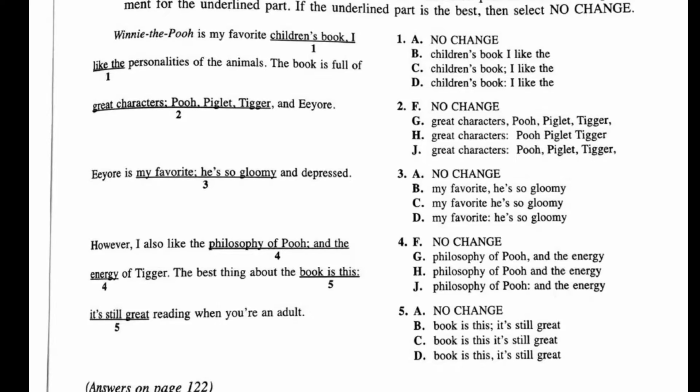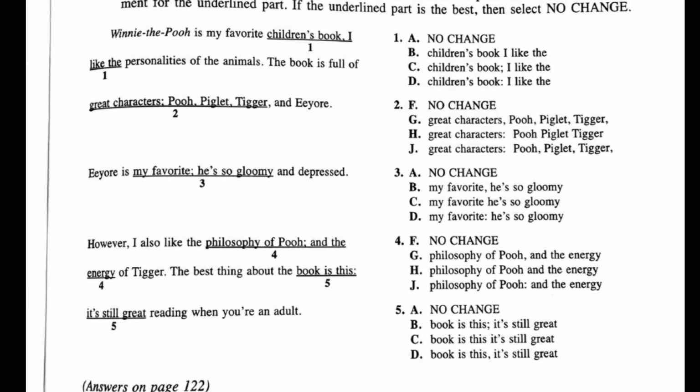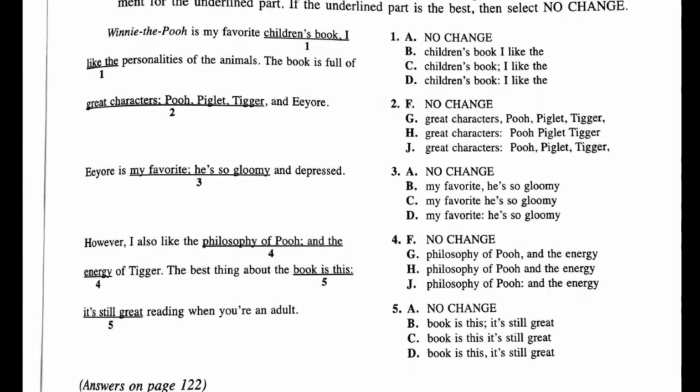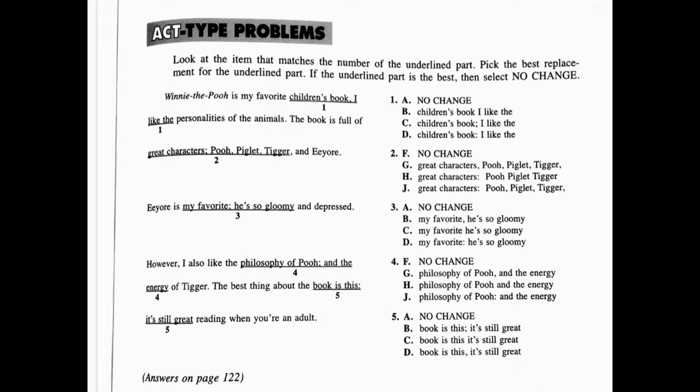Now let's do some examples from the ACT. How'd you do? Great. That's just great. All right. Let's take a look at some examples from the ACT.